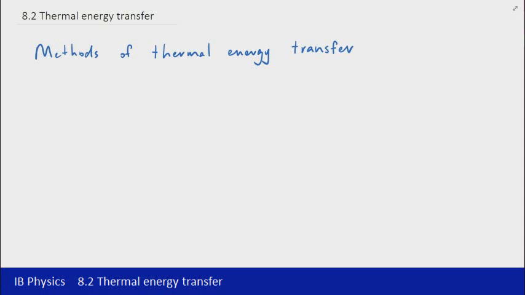In subtopic 8.2 on thermal energy transfer, the endpoint that we're getting to is looking at how solar energy is transferred from the sun to Earth. But before we do that, we need to look at some of the basics. And so we'll start off with methods of thermal energy transfer.